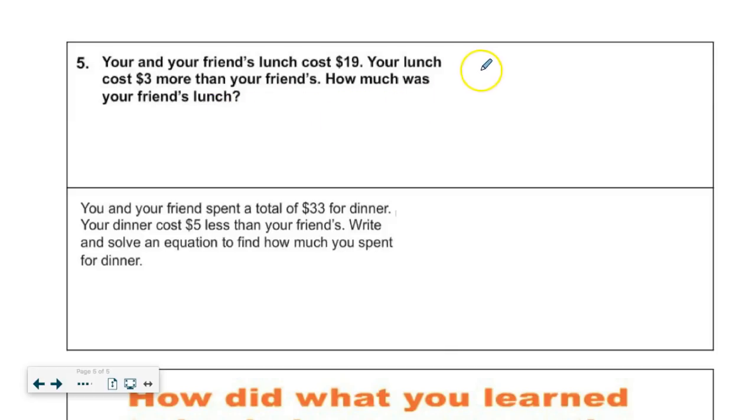Okay, so the thing about defining a variable here is if I want to find your friend's lunch, then that's exactly what I'm going to do. I'm going to set my variable to be cost of friend's lunch, so that when I find my variable, I'm done. This is cost of friend's lunch.